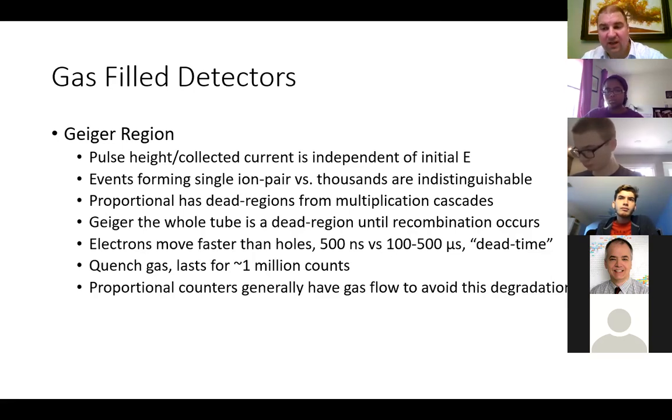In proportional counters compared to Geiger counters, you generally replenish the gas continuously. You have a gas flow through the proportional counter so that you do not have to use a quench gas and you do not have to worry about your quench gas degrading over time. A typical Geiger counter only works, or is only reliable, for about 1 million counts, 1 million radiation events being detected.